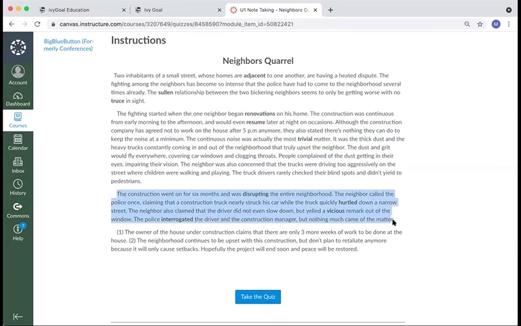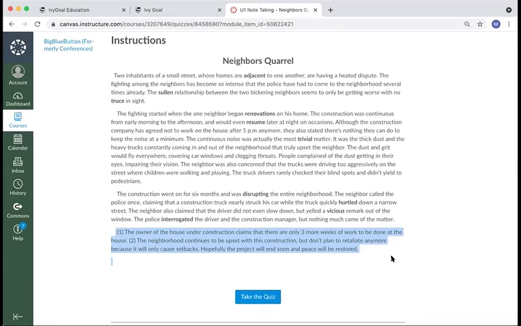Okay, Alvin, can you read this next paragraph? The construction went on for 6 months and was disrupting the entire neighborhood. The neighbor called the police once, claiming that a construction truck nearly struck his car while the truck quickly hurtled down a narrow street. The neighbor also claimed that the driver did not even slow down, but yelled a vicious remark out of the window. The police interrogated the driver and the construction manager, but nothing much came of the matter. Very good. Okay, Elsie, can you read that final paragraph?